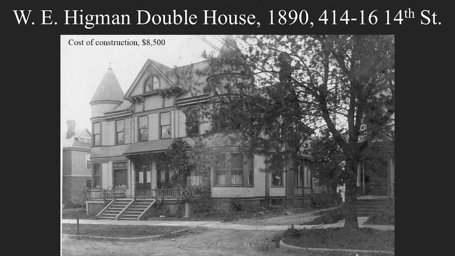W.E. Higman, who was a major North Side developer, built this double house in 1890 at 414 to 416 14th Street. This is today where a Come and Go gas station is located, the one at 14th and Pierce.